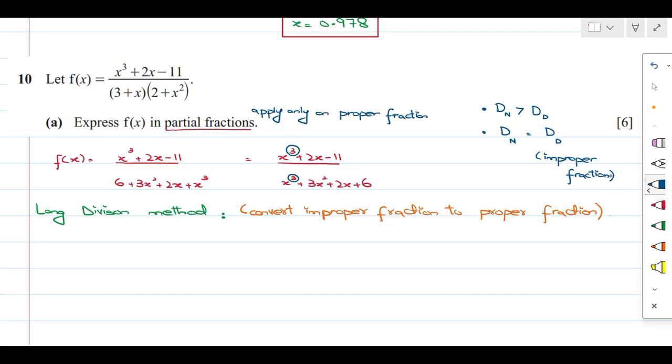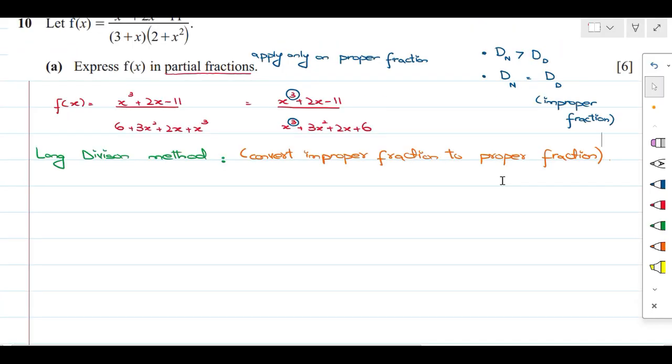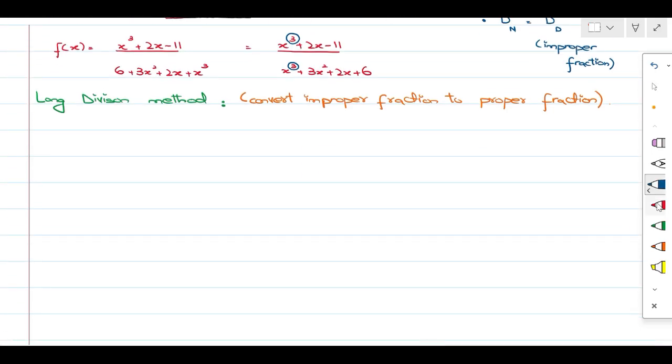So for an improper fraction, we have to go through the long division method to convert the improper fraction to a proper fraction, and then we can do a partial fraction, right? Degree is basically the power of the highest polynomial term, right? So when the degree is equal, or when the degree of numerator is more than the denominator, the improper fraction can be converted into a proper fraction by using the long division method. So let me go through the long division method here.